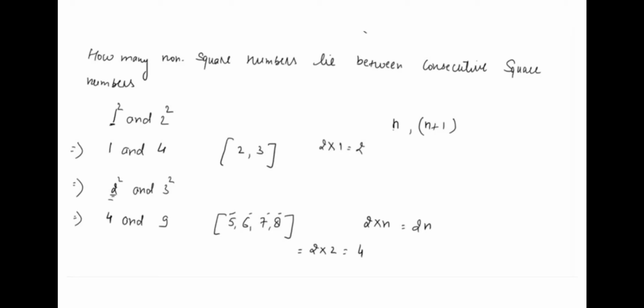That means whenever we have to find how many non-square numbers lie between consecutive square numbers, we take the smaller number. For example, 2 square and 3 square. Here n equals 2. So the formula is 2n, so 2 into 2 is 4. You look here, 5, 6, 7, 8, there are 4 numbers. When n is equal to 1, 2n is equal to 2 into 1 equal to 2. Look at the first example, 2 and 3, there are 2 numbers between 1 square and 2 square. So this is very easy.